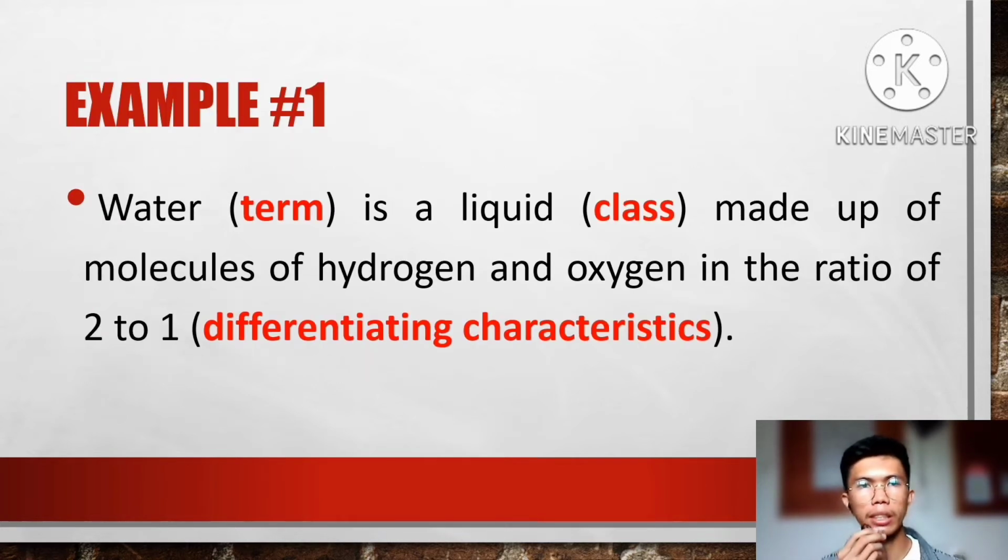So in order for us to understand it, let's take a look with this example. The sentence here is, water is a liquid made up of molecules of hydrogen and oxygen in the ratio of 2 to 1. So the term here is the water, which is, as I've said a while back, the subject being talked about in the sentence, and then the class of that water, it is a liquid. And then the differentiating characteristics that made it different from other substantial things is it made up of molecules of hydrogen and oxygen in the ratio of 2 to 1.